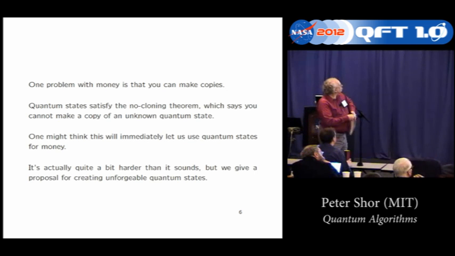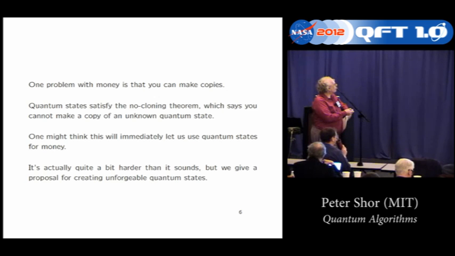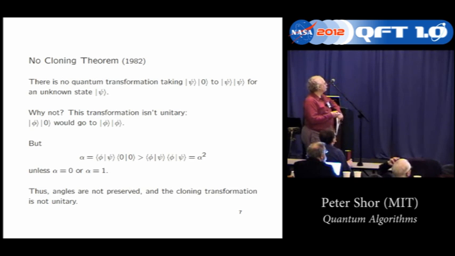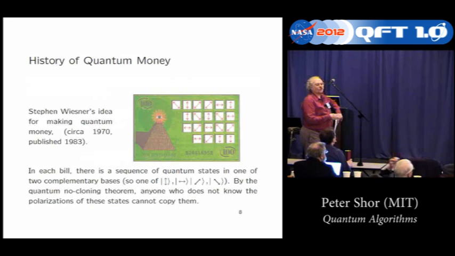So you cannot prevent copying of classical electronic data. You can, it seems, prevent copying of quantum data. Of course, you might think the quantum no-cloning theorem immediately tells you that you can use quantum states for money. But as we'll see, it's going to be a little more complicated than that. The no-cloning theorem says there's no quantum transformation that takes psi 0 to psi psi for an unknown quantum state psi. And the reason is that this transformation isn't unitary.